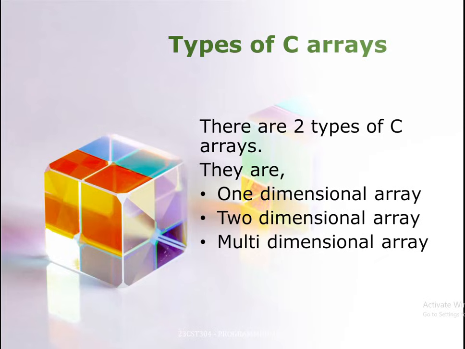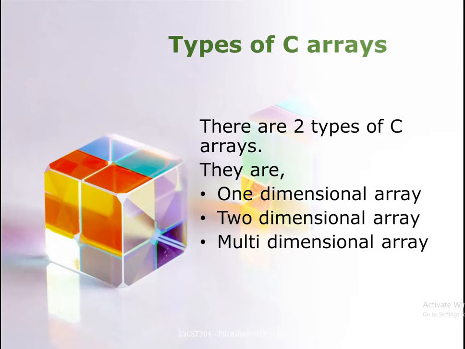Now let us see the different types of arrays available in C. There are three types. The first one is the one-dimensional array. The second one is the two-dimensional array. The third one is the multi-dimensional array. A one-dimensional array stores data in a single row. For example, storing marks, ages, temperatures or salaries.